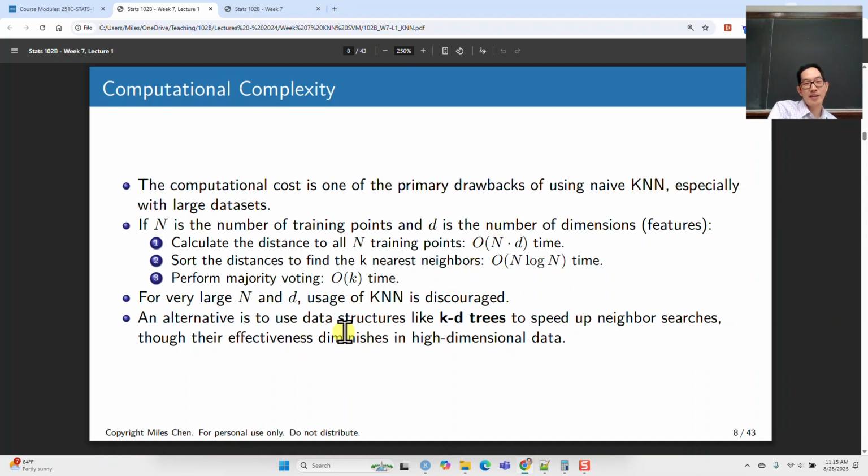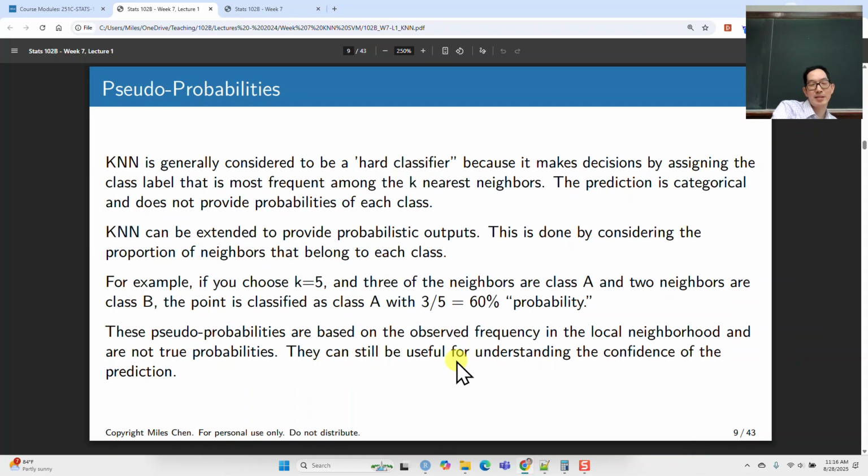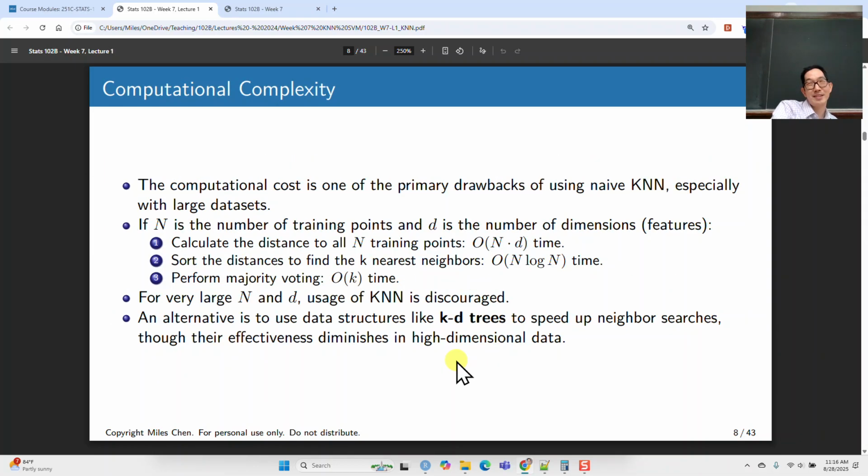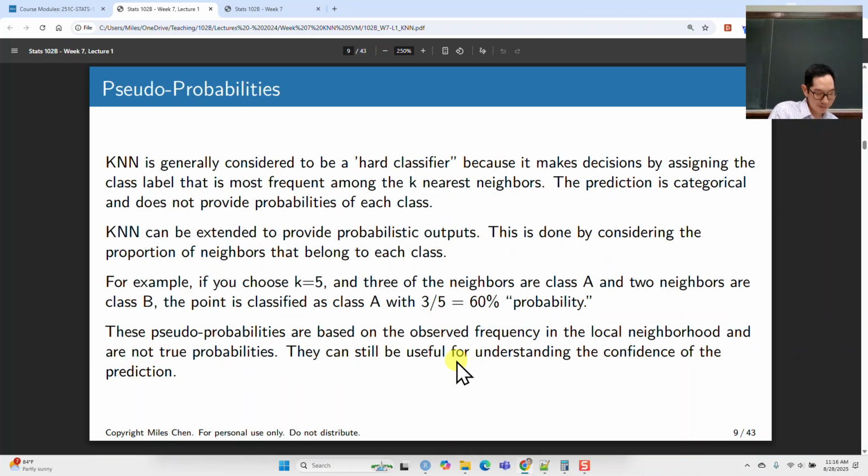There are other things. There's the KD tree, and that can be used to speed up neighbor searches. I don't know if KD trees are even that popular anymore. I think K nearest neighbors is still a popular method, as far as imputation. I think it's a popular method for figuring out missing values.